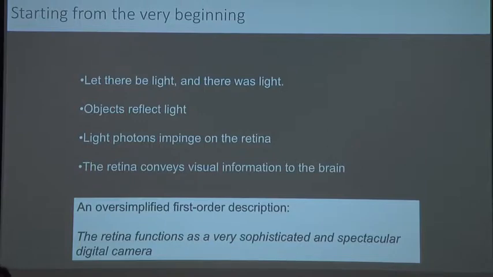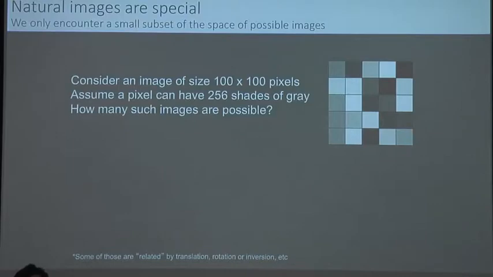So starting from the very beginning, the reason we can see is because objects reflect light. The reflected light goes into the eyes, into the retina. To a first-order approximation, we can think of the retina as a very fancy and very sophisticated digital camera that outputs pixel-like information to the rest of the brain. The retina does much more than that, but that's a good starting point to think about visual processing.